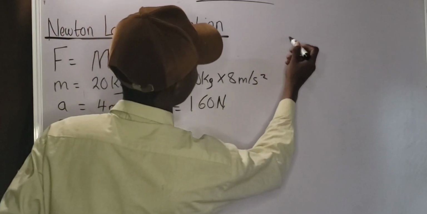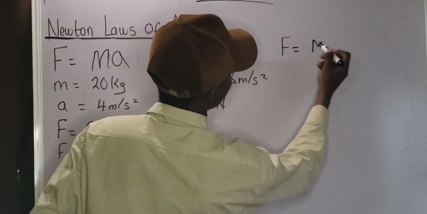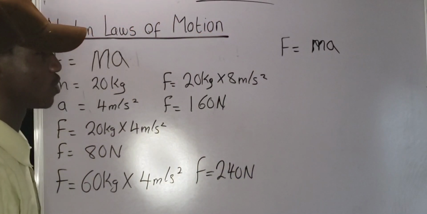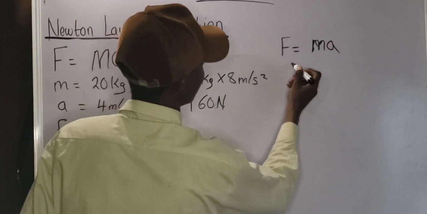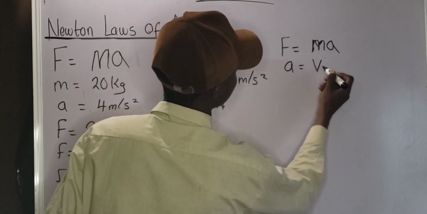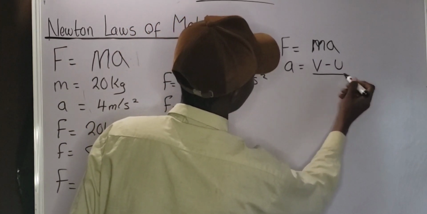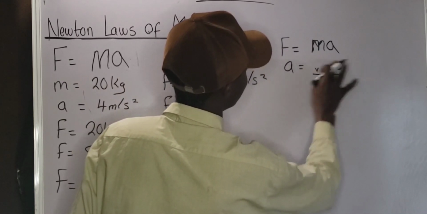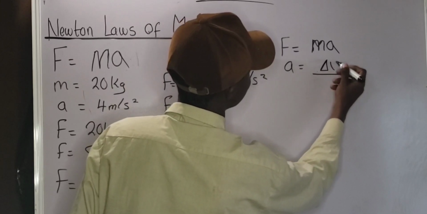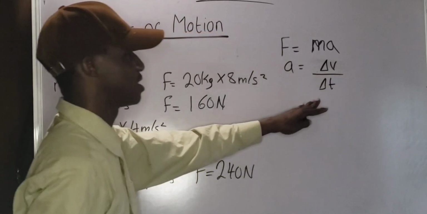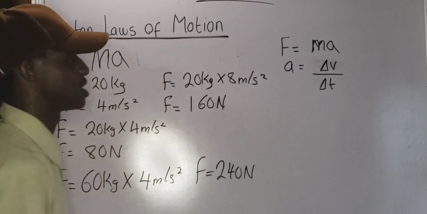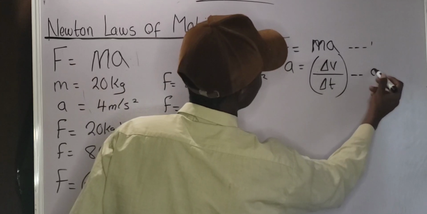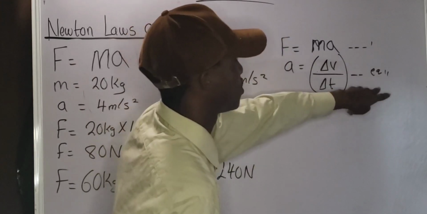Okay, let me just do it here. Force is equal to what? The product of mass times acceleration, according to Newton's second law of motion. And acceleration can be expressed as what? The change in velocity, that is v minus u all over the change in t. Let me put change in velocity over change in time. Do you understand? Please, it is very, very important that you know this. Let me call this equation 1, and let's call this equation 2.